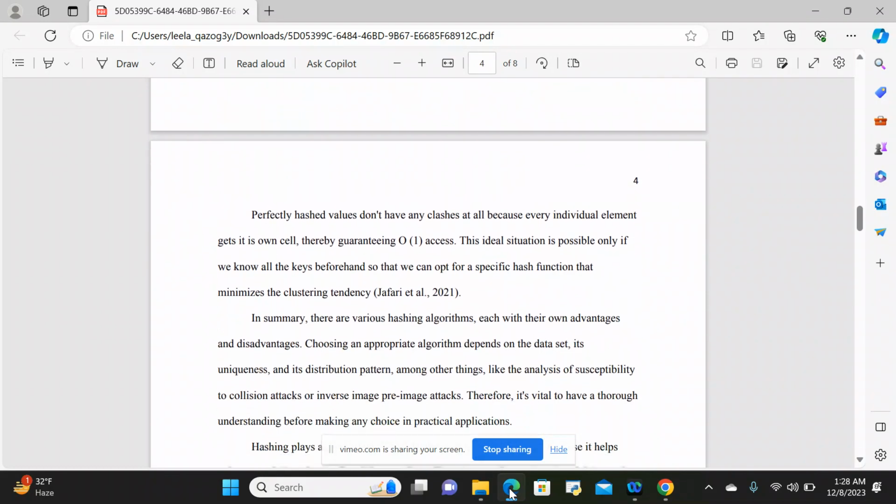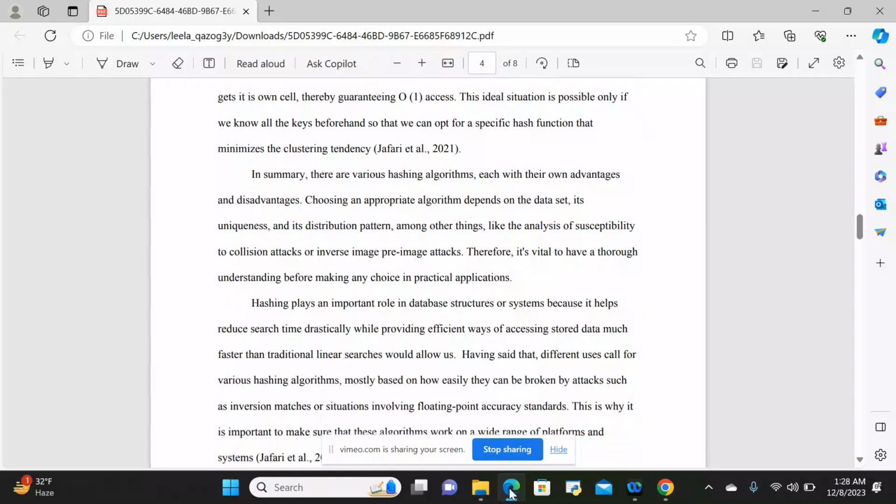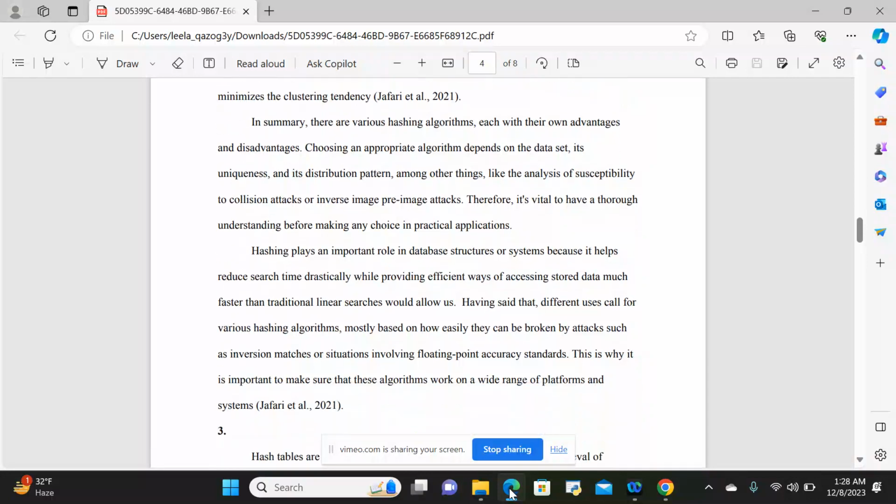Perfect hash functions. These perfect hash functions produce no clashes at all because every individual element gets its own cell, thereby guaranteeing constant access. This ideal solution is possible only if we know the keys in advance, so that we can opt for a specific function that minimizes the calculation.